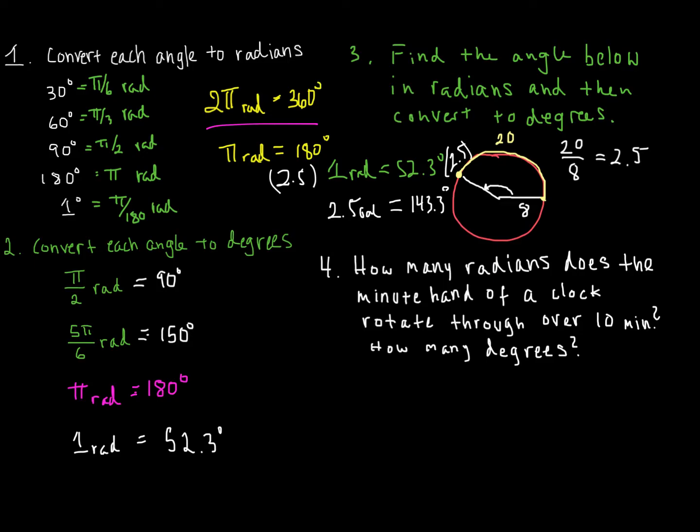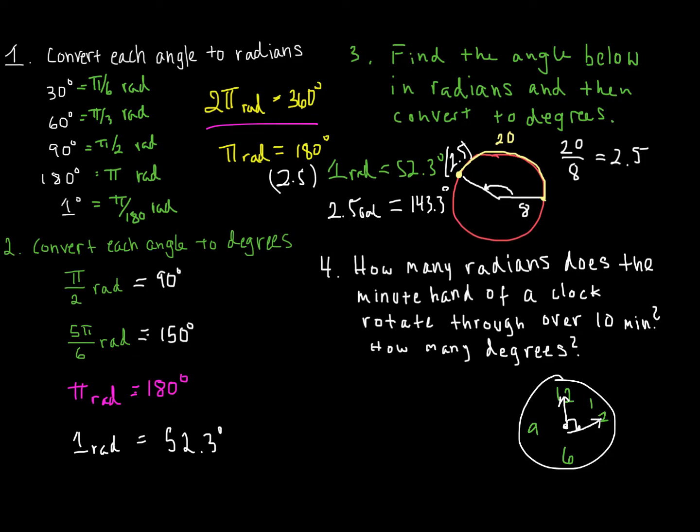Here, for number 4, it's best to actually draw a clock and think about going from 12, 1, 2, and you work all the way back around. Here's 6 and here's 9. And we want to know if the minute hand of a clock rotates through 10 minutes. So you can choose to start your 10 minutes wherever. Let's just pretend it starts at 12 and it rotates 10 minutes, meaning it goes to 2. Okay? And the question is, what is this angle in radians? How far did it turn?